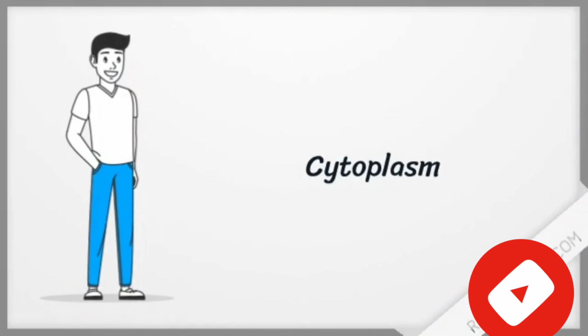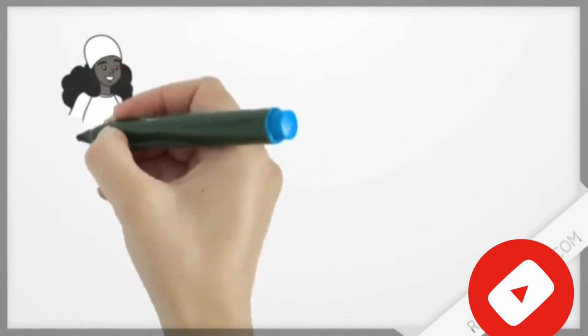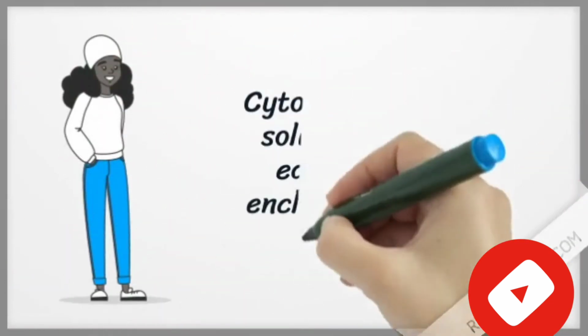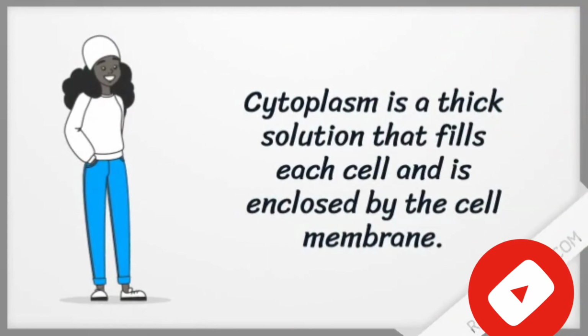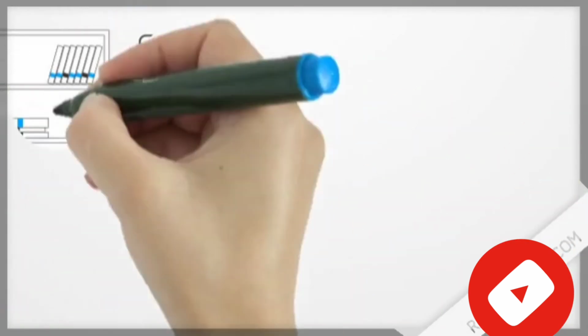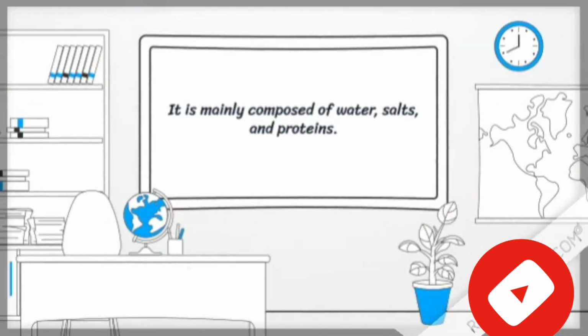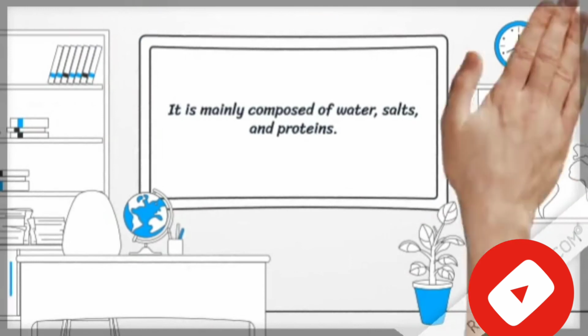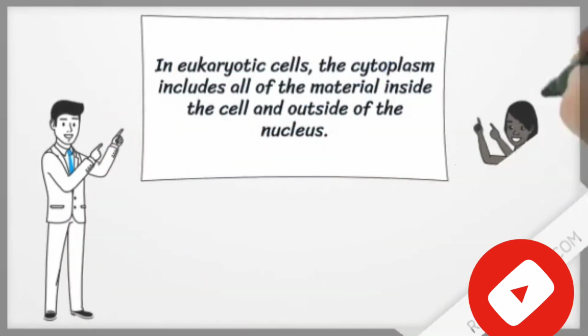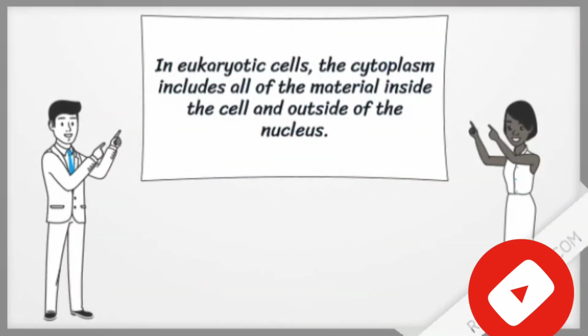Cytoplasm. Cytoplasm is a thick solution that fills each cell and is enclosed by the cell membrane. It is mainly composed of water, salts, and proteins. In eukaryotic cells, the cytoplasm includes all the material inside the cell and outside of the nucleus.